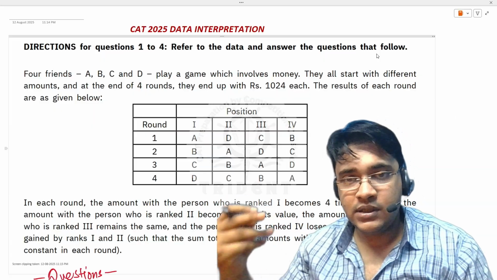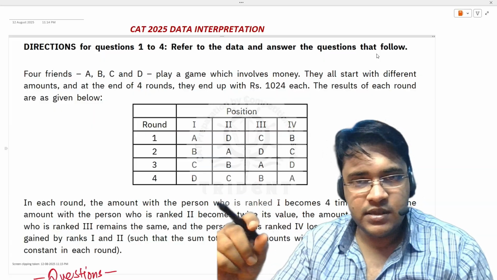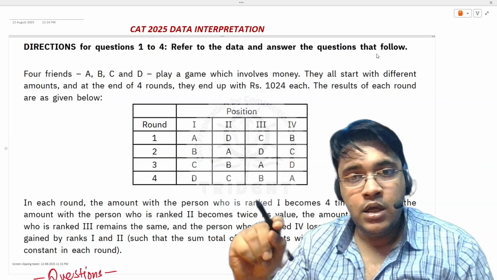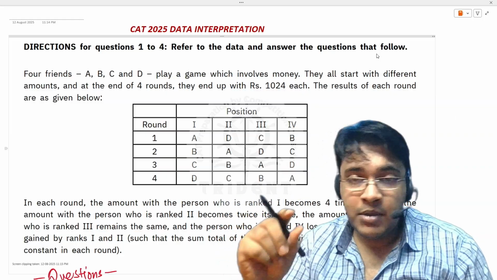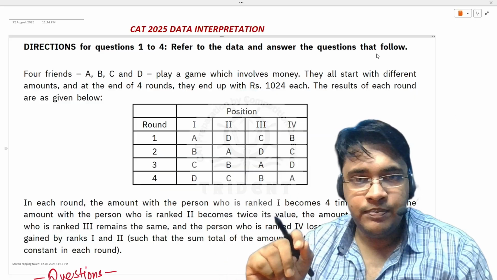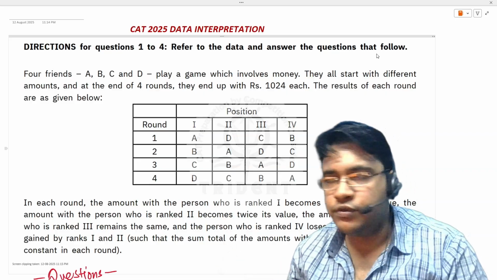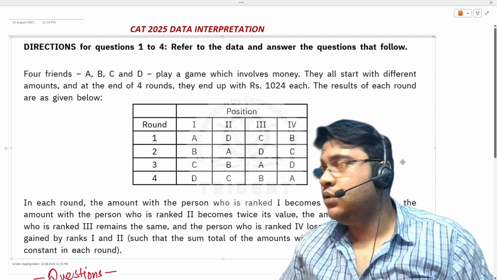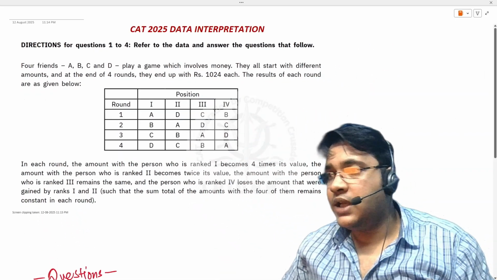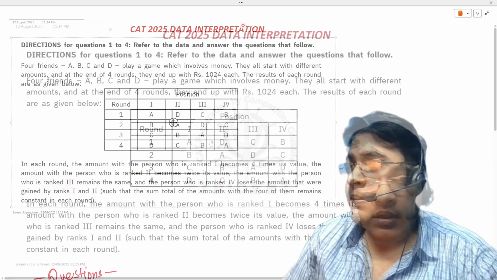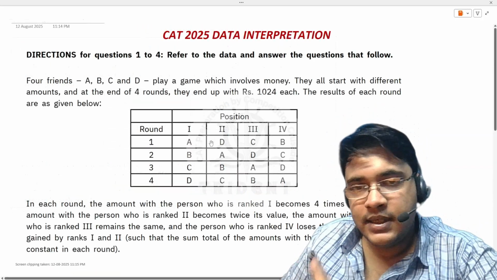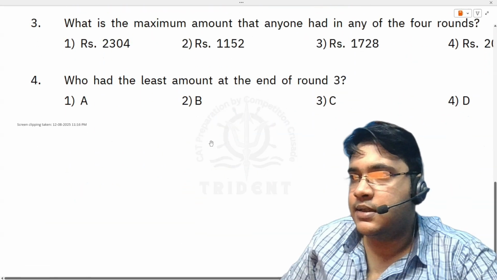At the end of the 3rd round, somebody would be the first person. Whoever is the first person, the amount with him will be 4 times of it. Whoever is the second person, twice the amount that he has, and so on and so forth. So for that, we have to tabulate this data. Let's take a screenshot of this data and make the table that is necessary now.